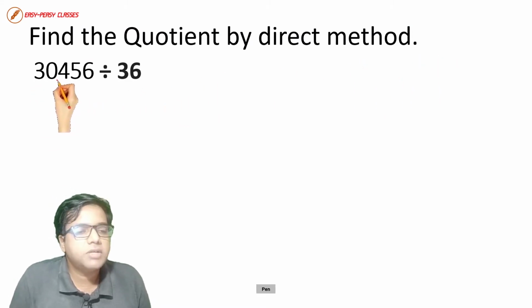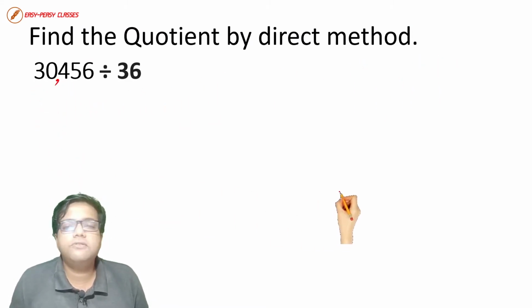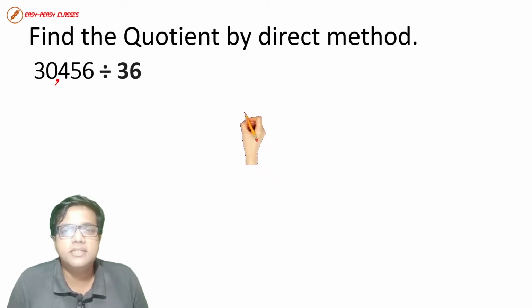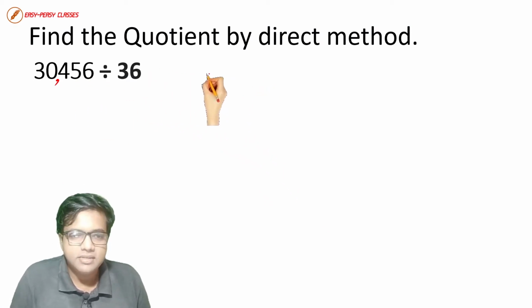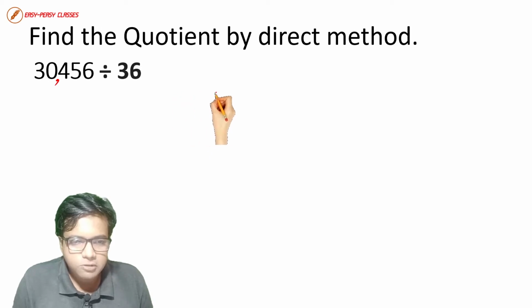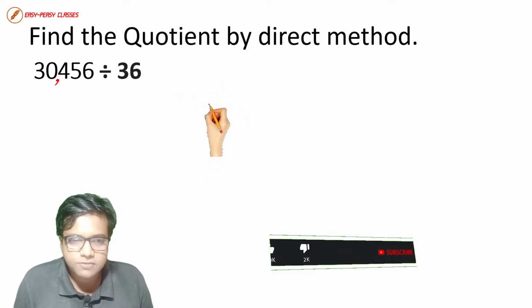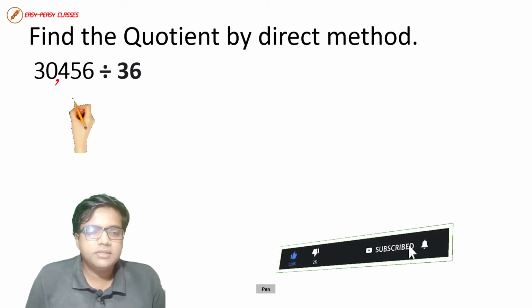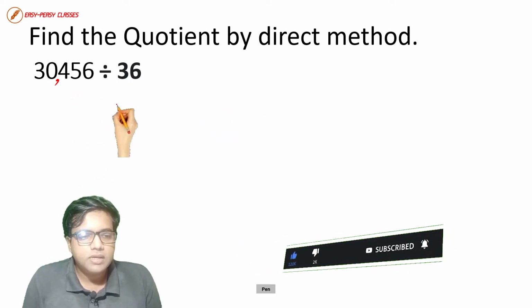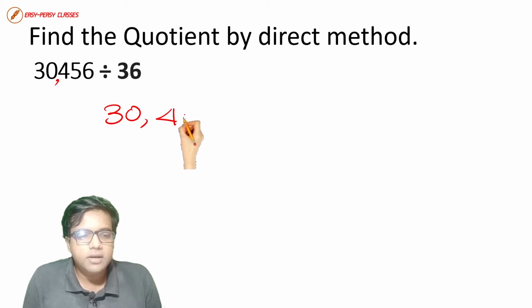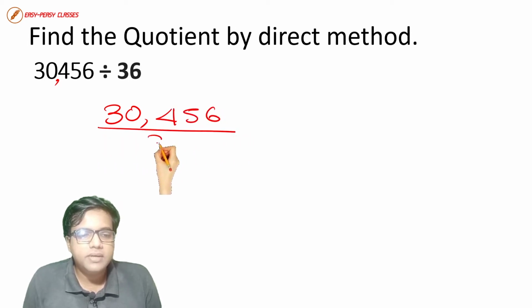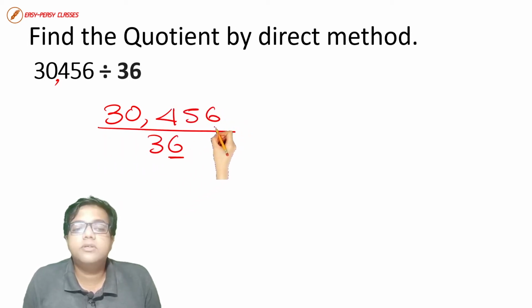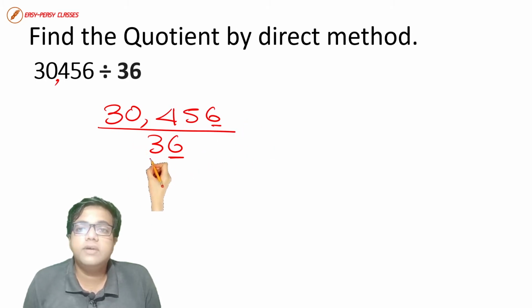And the question says 30,456 divided by 36. Okay, let's do this. So most of you must have done this question in this way. 30,456 divided by 36. You saw the last number to be even number, so you started dividing it by 2.